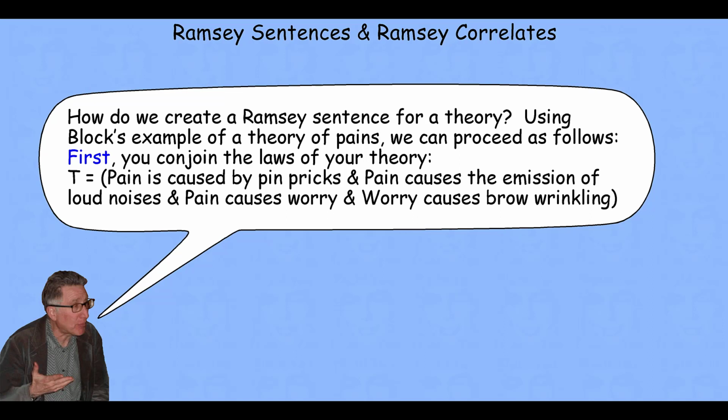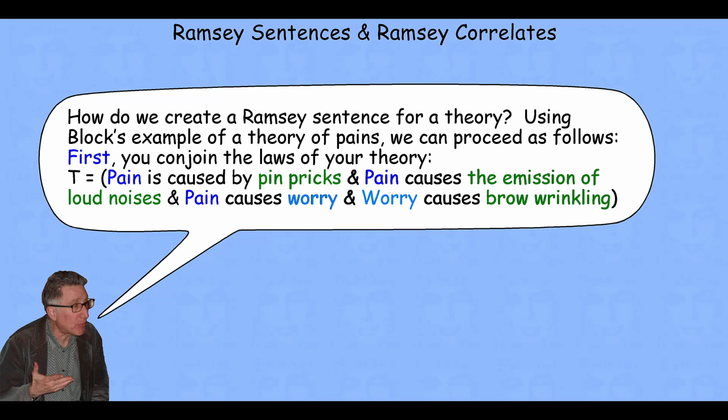Once we've created our theoretic conjunction, one of the things we might notice is the difference between the kinds of predicates that get used in our theoretical statements. Some of them, the ones in blue, are theoretical terms. They refer to mental states, pain and worry. Others are observation terms. They refer to things that are part of our ordinary experiences in the world that we can see or touch or smell or feel.